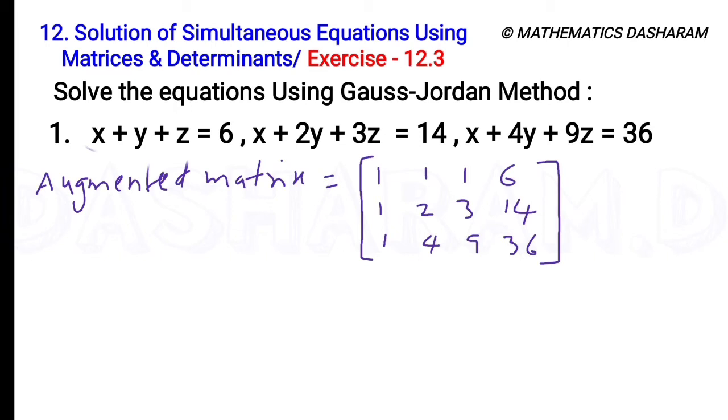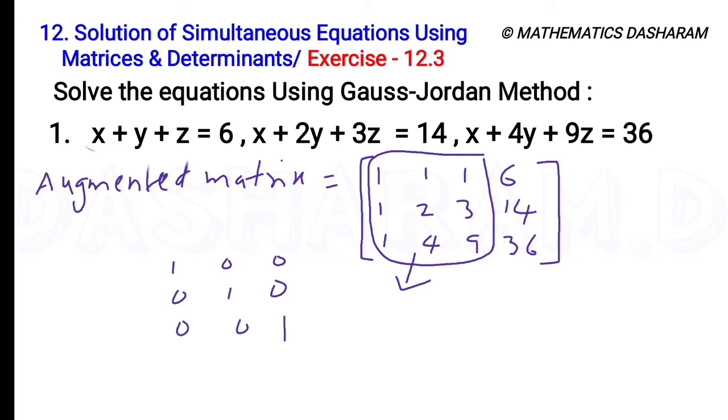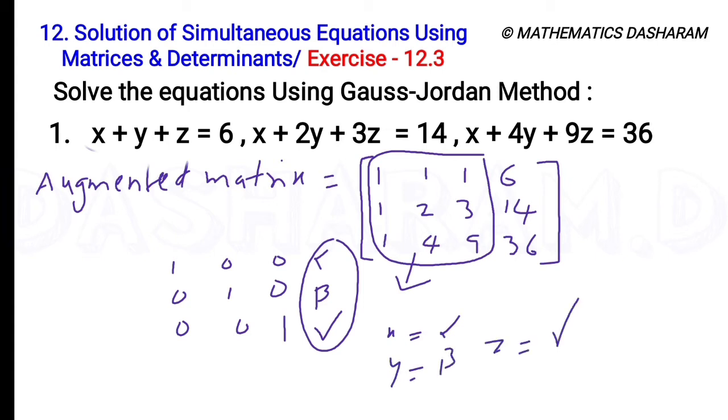To find the solution using the Gauss-Jordan method, the process is, see here, we have one 3 by 3 matrix. This 3 by 3 matrix is converted into an identity matrix of order 3, that means 1 0 0, 0 1 0, 0 0 1, by applying elementary operations. After applying the elementary operations, you will get 3 values. Those 3 values are called the solution of the given system of equations: x equals alpha, y equals beta and z equals gamma.